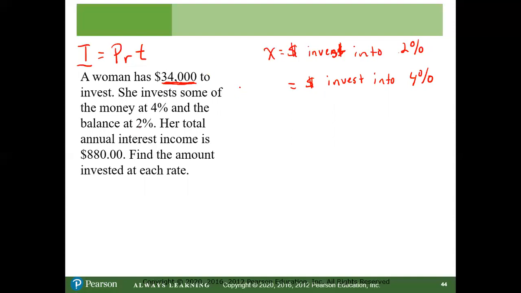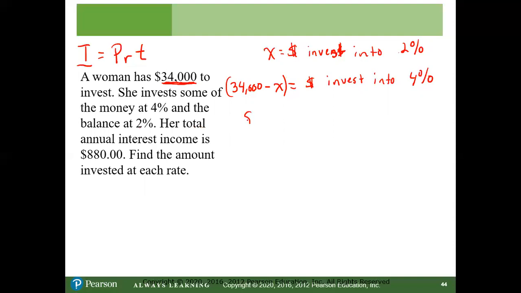So the way that we set that up is we say that you have $34,000 to invest minus the X amount of dollars that you're investing into the 2% account. So this is exactly how much money is going into the 4% account, okay? And now we're going to use the simple interest formula, but we're going to have to add up two different accounts because remember, you have this total amount of interest, the amount of interest that she's getting here and the amount of interest that she's getting here, okay?